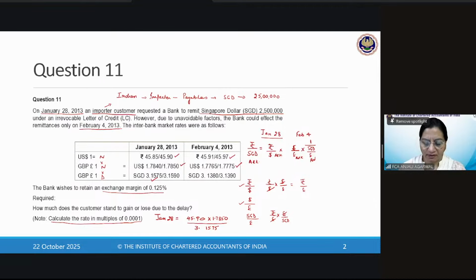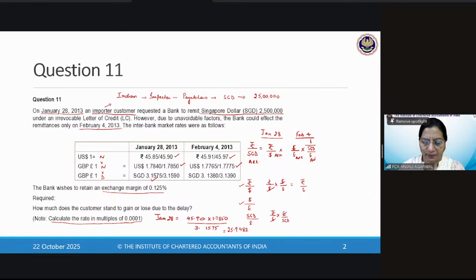So this rate comes out to be, on 28th January, 25.9482. This is the rate as on January 28. Similarly, we can calculate for February 4. What would be the rate on February 4?